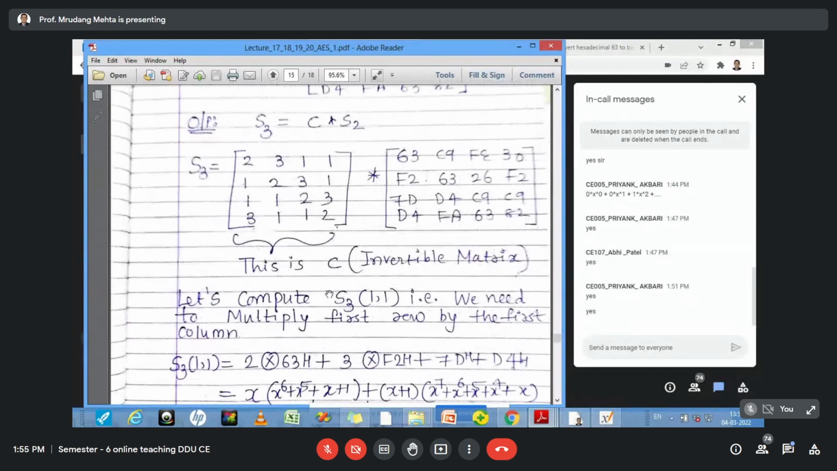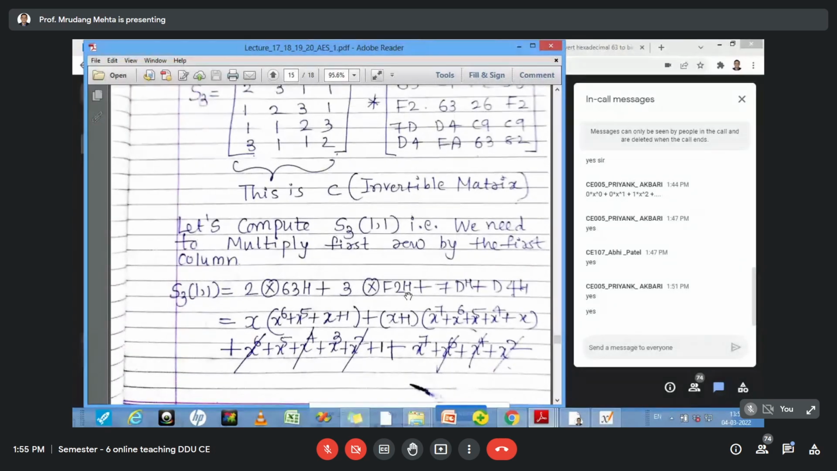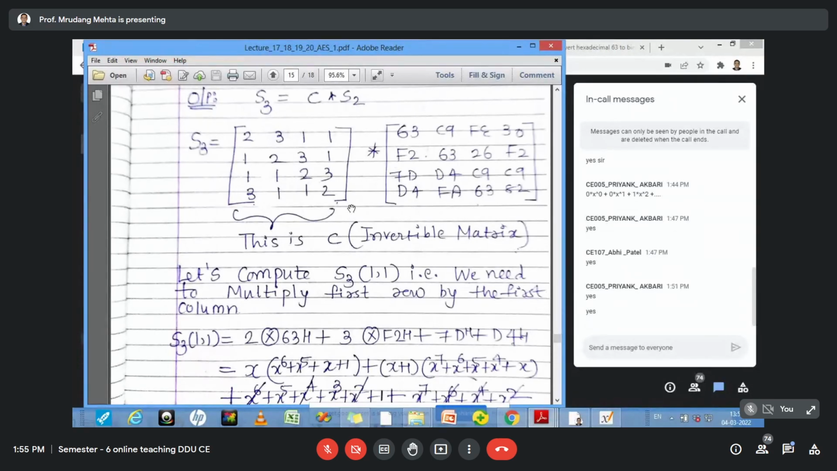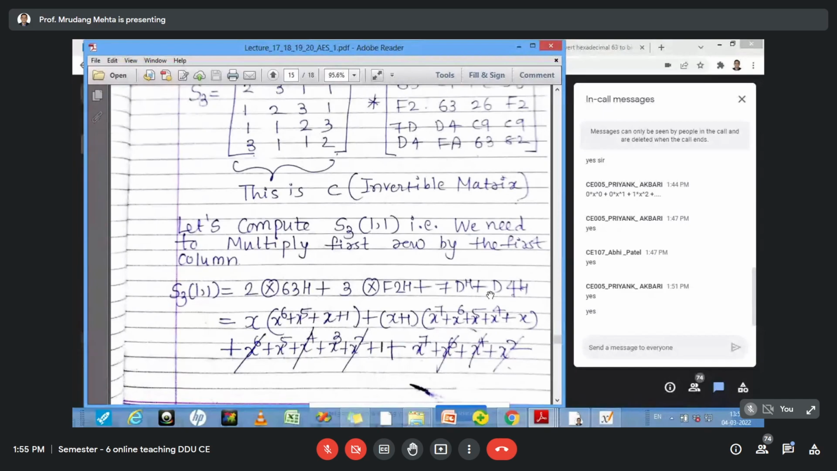Now we have to perform this multiplication, C multiplied by S2. How do we perform this? Remember that this is modulo with respect to the Galois field, 2 raised to 8. Understood up to this point? So what we have to do is multiply the first row of this matrix by the first column of this matrix, plus 3 into F2, plus 7D plus D4. 7D and D4 remain the same because multiplied by 1 is the same. Remember that XOR and 1 will be interchanged depending upon the value.